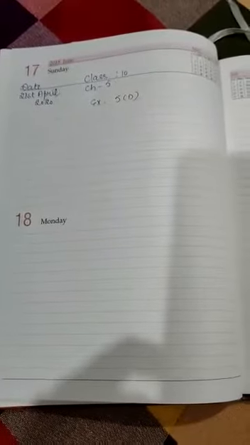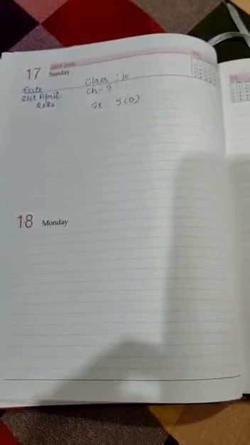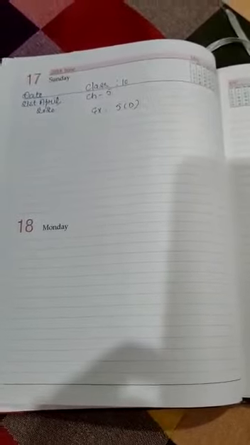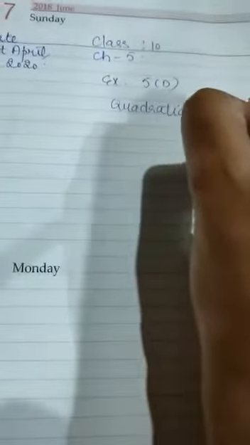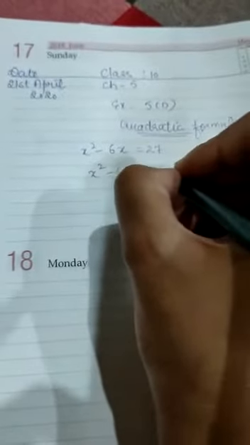Good morning to all. Today we are going to do exercise 5D of class 10th, and in exercise 5D the topic is find the roots of the equation by using quadratic formula. In this type of question you will be given one equation like x square minus 6x is equals to 27.